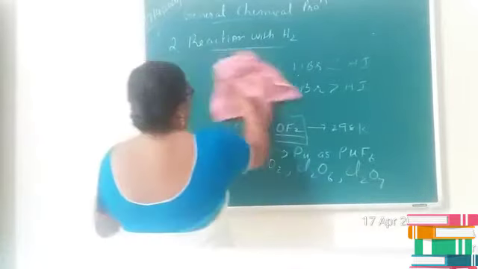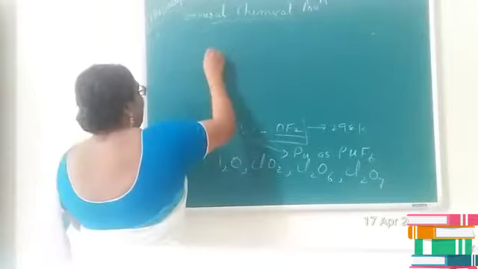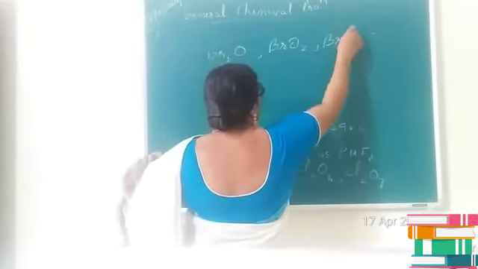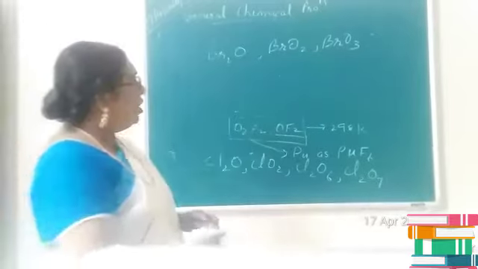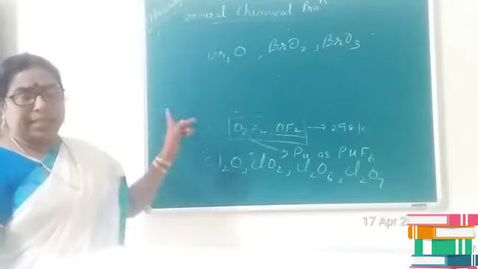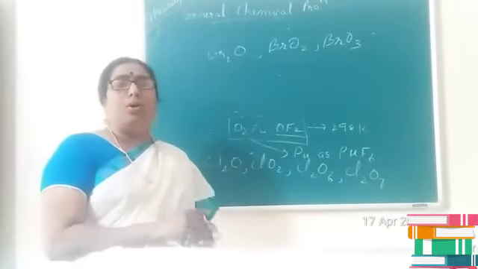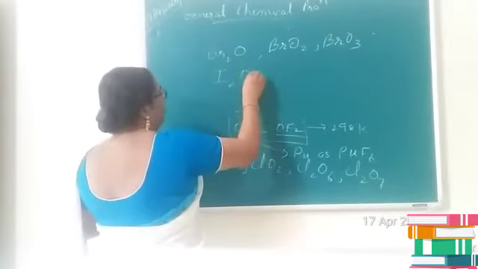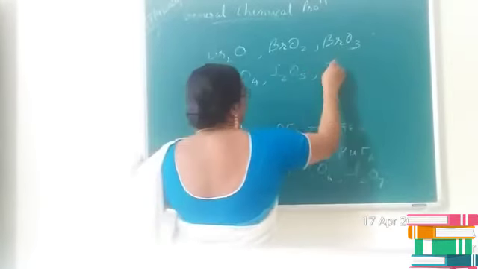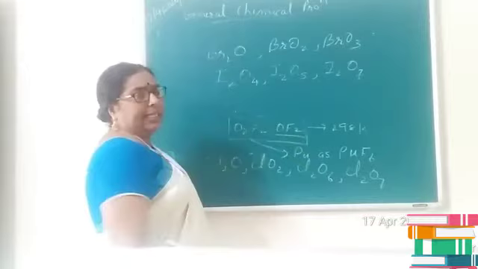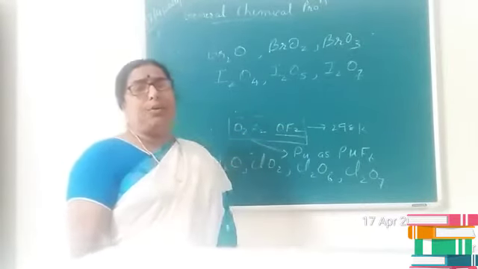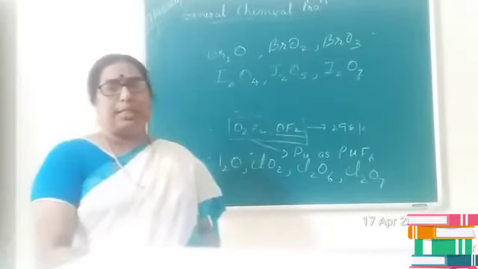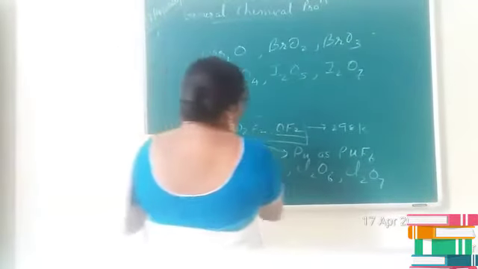Now, in the case of bromine, bromine forms oxides like Br2O, BrO2, BrO3, etc. These oxides are generally stable only at low temperature, and they also act as good oxidizing agents. If you consider iodine, iodine forms oxides like I2O4, I2O5 and I2O7. Is it clear? These are the general oxides of iodine, and out of these, I2O5 is a very good oxidizing agent, and it is also used for the estimation of carbon monoxide. Is it clear, children? That is about the reaction of halogens with oxygen.